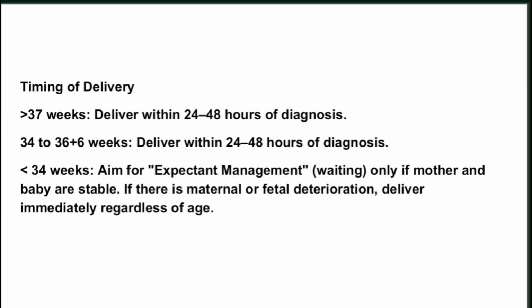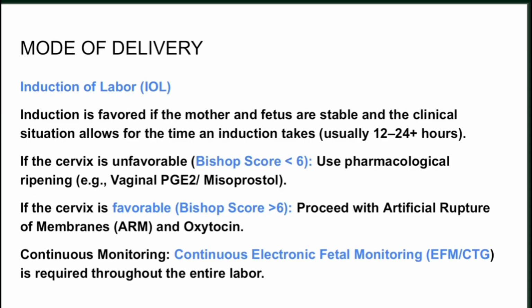If she's at 34 to 36 weeks plus 6 days, we deliver within 24 hours of diagnosis. If she's at less than 34 weeks, we can try expectant management, waiting if the mother and baby are stable. But if the condition of the mother and the fetus starts deteriorating, we need to deliver immediately, regardless of the gestational age.